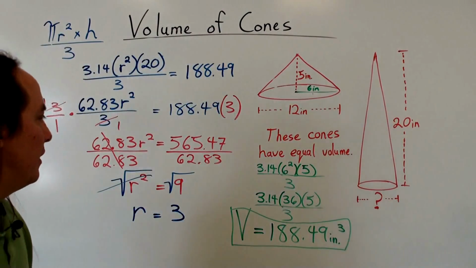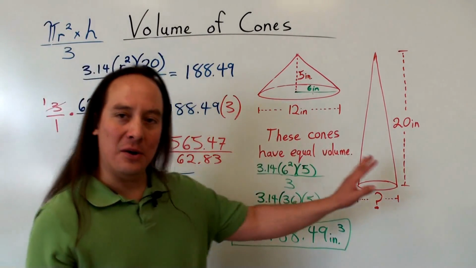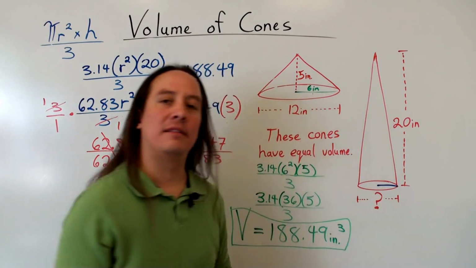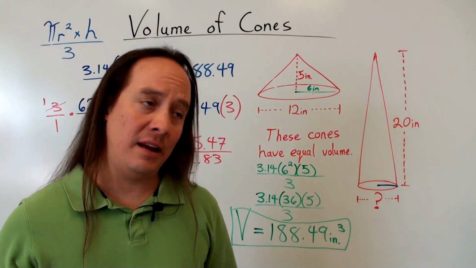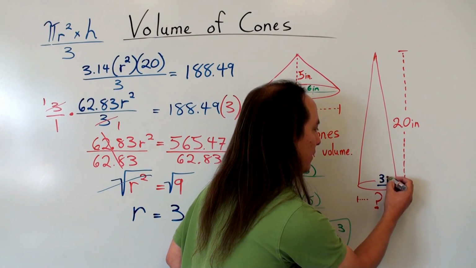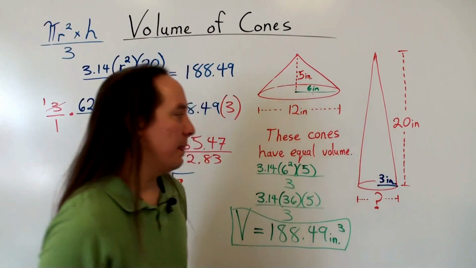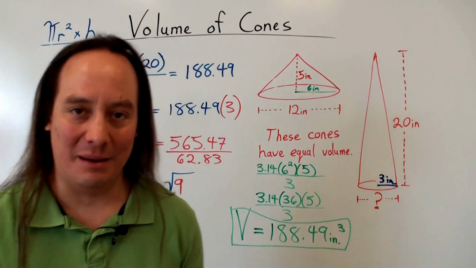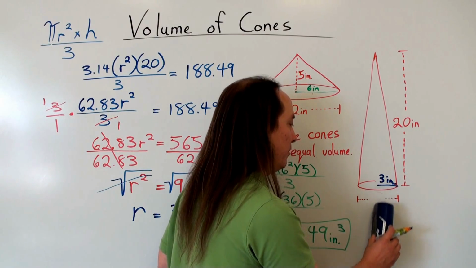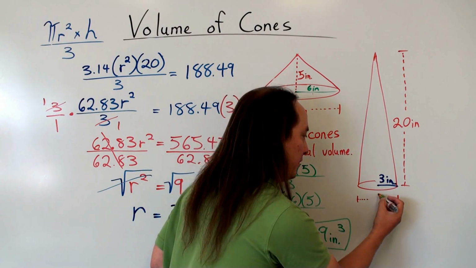So yeah, we're almost done. The radius of this cone is 3. Remember the radius is the distance from the center to an outside edge, and that's going to be equal to 3 inches. Right? So what would the diameter be? The diameter is double the radius. So it's really not the hardest thing to do once you have the radius. You can find what the diameter is right away.